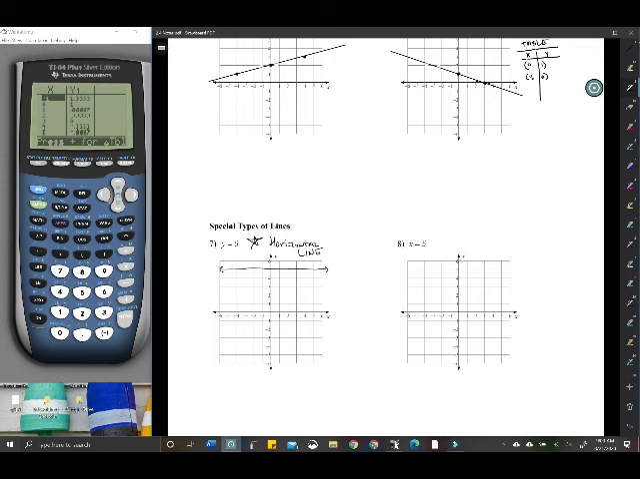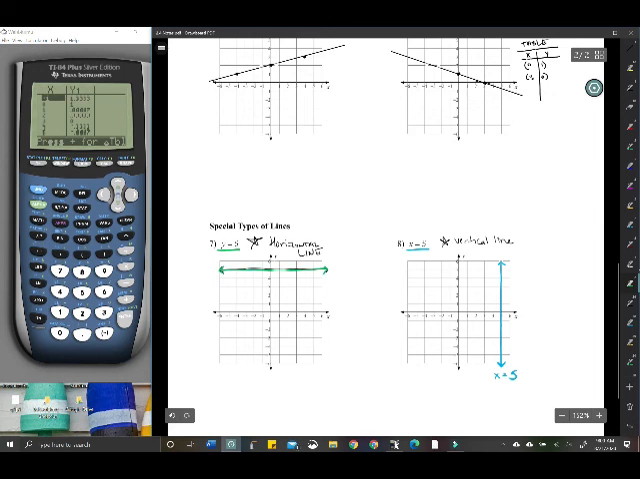X equals 5. That is a vertical line through all the values that are 5. So 5 here, that's all these. I'm drawing in blue right along there. So if it's just x equals, that's a vertical line. If it is just y equals, that's a horizontal line.